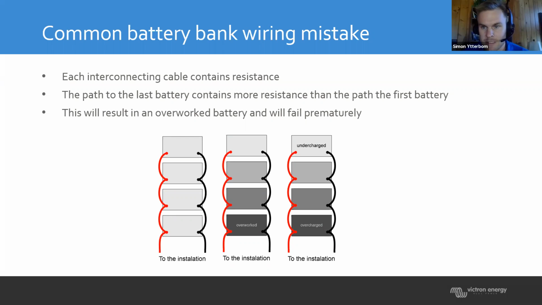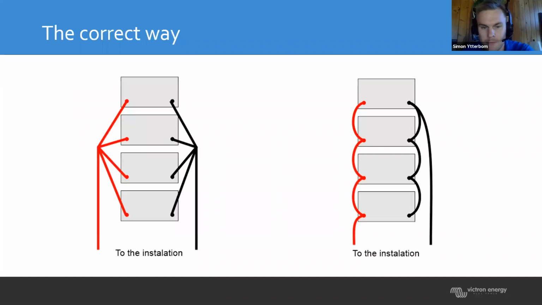And this is a very expensive experience, because you are going to have to replace your batteries, probably the entire battery bank, pretty early on. So to make sure that we are having a proper installation, we want to have the current flow through all batteries equally. There's two most common ways to do this, is to either use a bus bar and connect the batteries all to the same bus bar.